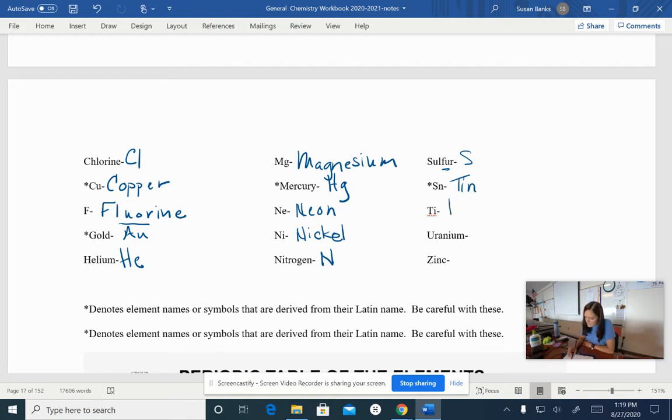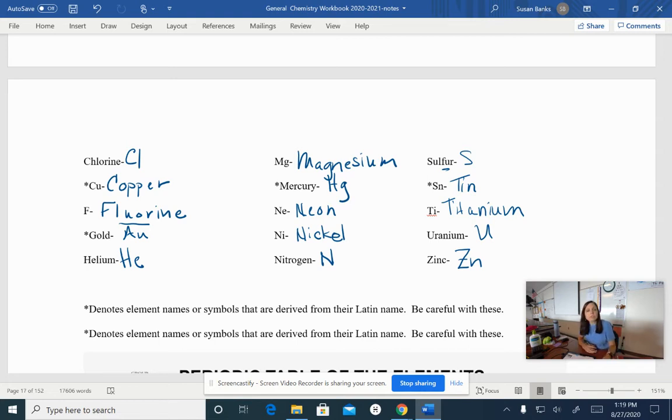Ti, titanium. Uranium is a capital U, and zinc, Zn. Okay, so that will give us the elements that I want you to know.